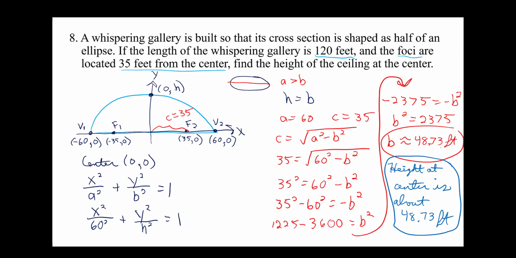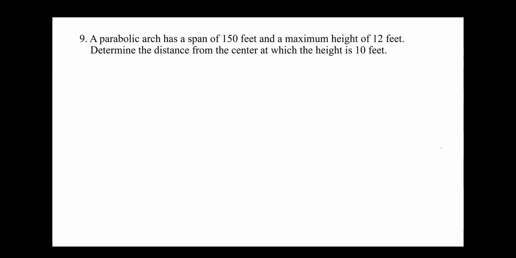Okay, let's go on. One more problem to go today. A parabolic arch has a span of 150 feet and a maximum height of 12 feet. So this is similar to the problem we just did. We have a parabolic arch, something like this. And we have a span of 150 feet.